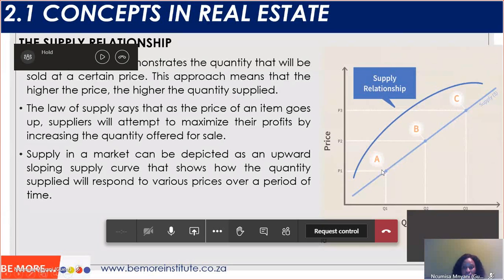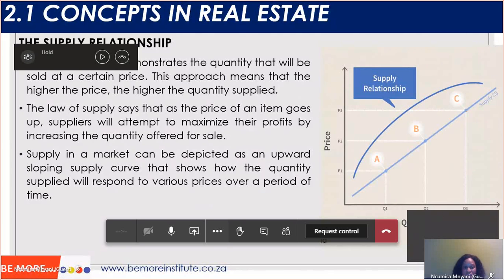So if you look in here at P1, which is a particular price, this is the quantity that sellers or manufacturers will be prepared to sell and put in the market. The approach means that the higher the price, the higher the quantity supplied, as you can see at point C. The reason why it's happening is that suppliers attempt to maximize their profits by increasing the quantity offered for sale. So when the price is this high, everybody would like to be selling, and it attracts more people to enter this market, especially from a supplier's point of view.